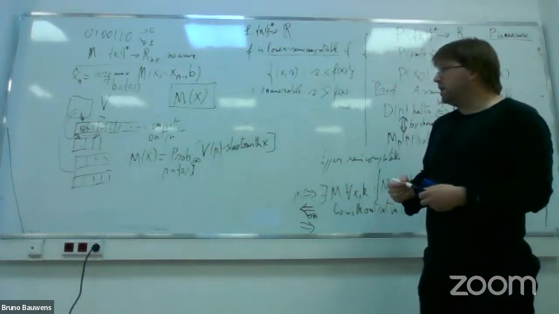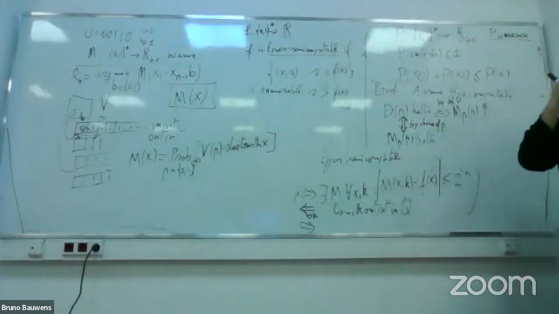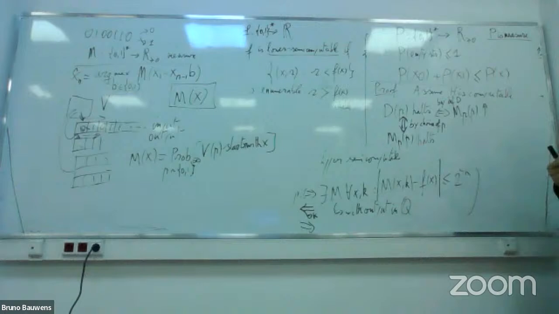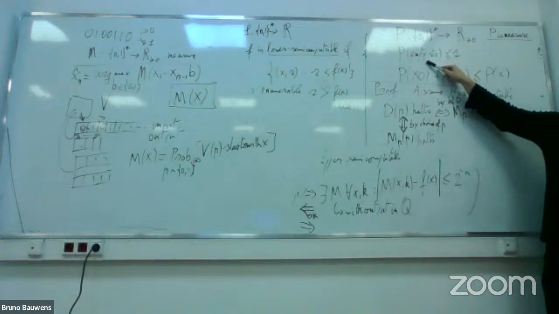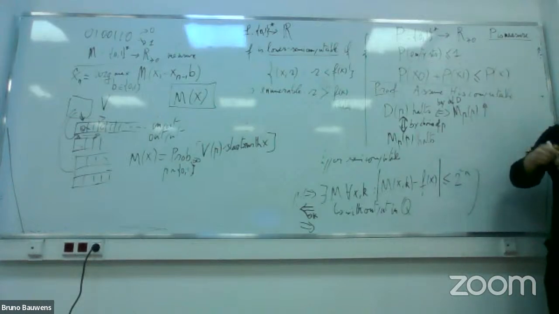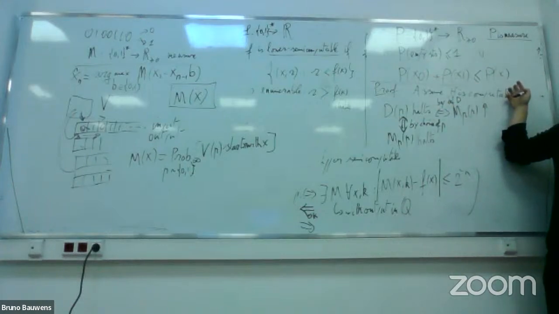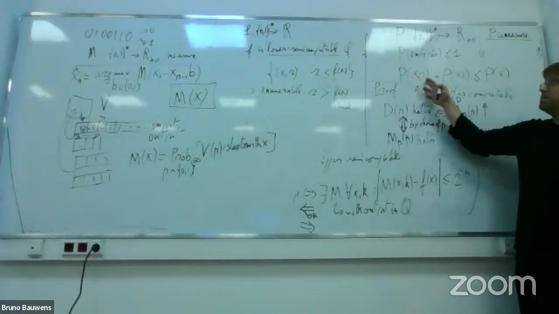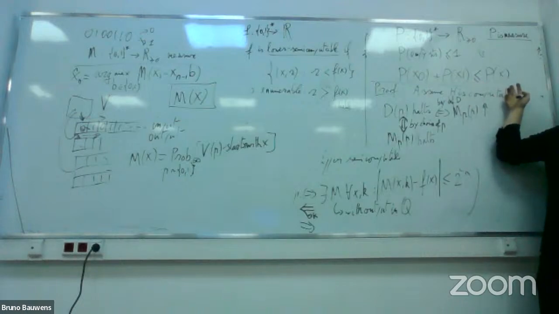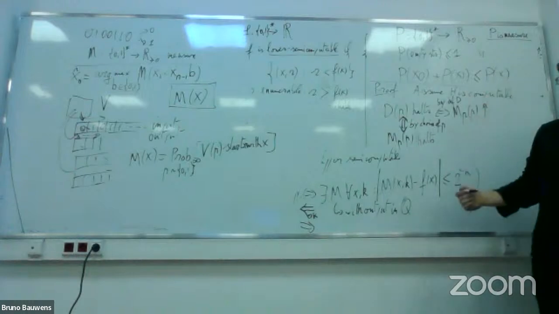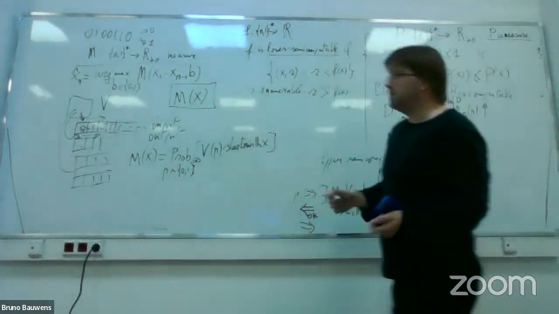Okay, and so now we have a little bit of work. Let's check that M of X is a semi-measure. First, the probability of any event is at most 1, so this is okay. Second, the probability of seeing X followed by 0 plus X followed by 1 is at most the probability of seeing X. So we have a semi-measure. This Solomonoff measure is a semi-measure.